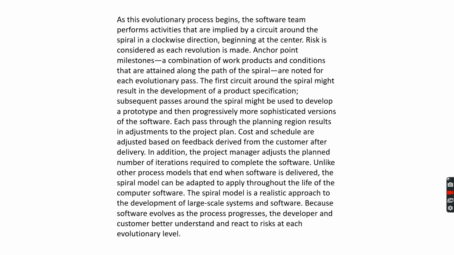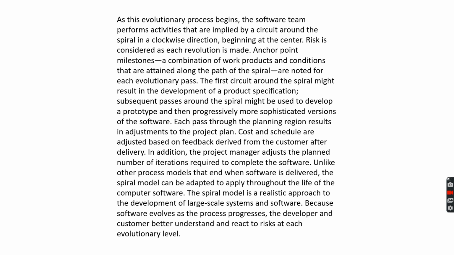Anchor point milestones, a combination of work products and conditions that are attained along the path of the spiral, are noted for each evolutionary pass. The first circuit around the spiral might result in the development of a product specification. Then, progressively more sophisticated versions of the software will be developed. Each pass through the planning region results in adjustments to the project plan. Cost and schedule are adjusted based on the feedback derived from the customer after delivery.